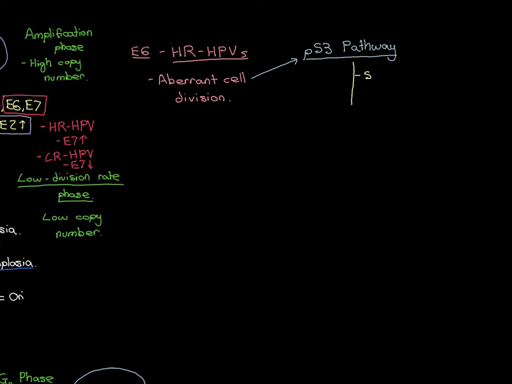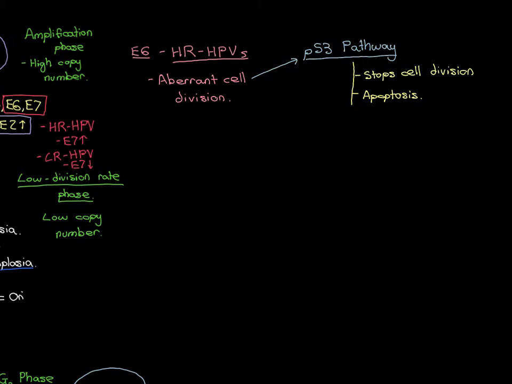So, one, it stops cell division. In addition, if it's activated to a high enough extent, it can actually cause the cell to commit apoptosis. So apoptosis can also be a consequence of the activation of the P53 pathway. So this is a pathway that is trying to prevent cancer from forming.